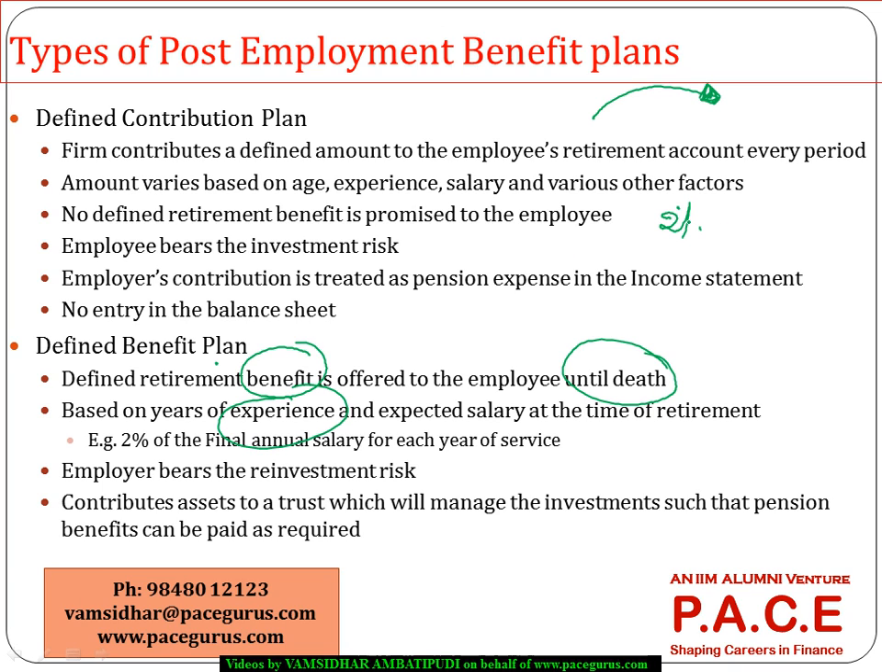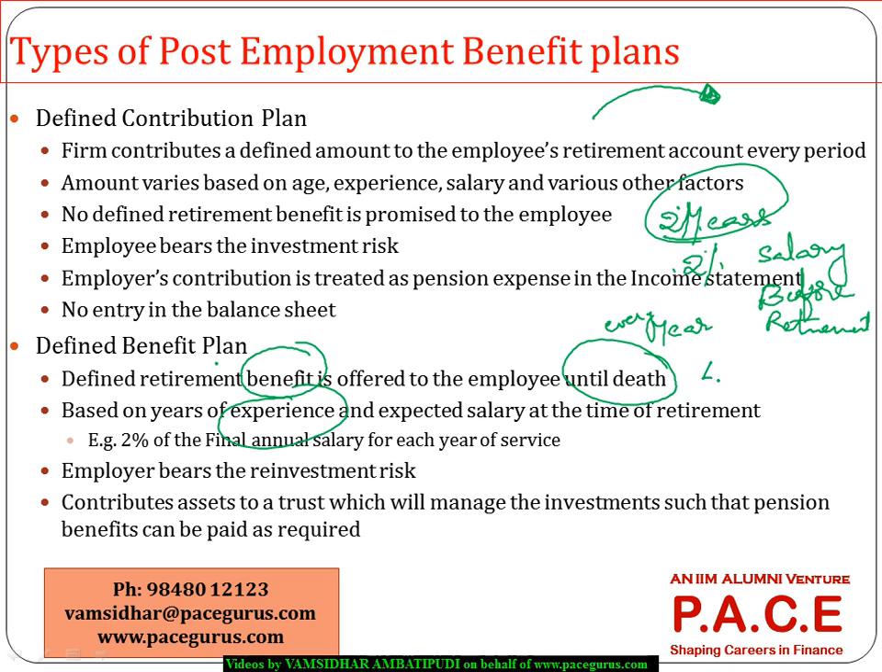If you have 2 years of experience with the company, it will be worded like this: 2% of the final salary, which is the salary before retirement, for every year of service. So because you have put in 2 years of service, the pension which you would be receiving is 4% of your final salary before retirement. Whatever is your final annual salary before retirement, 4% of that will come out as a pension for you every year until your death. That is what is typically worked out as part of the defined benefit pension plan. So it's the output which the employer is bothered about.